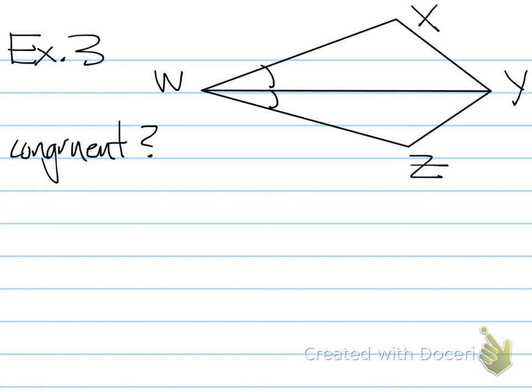All right, we want to start by marking WY congruent, since reflexive property tells us the WY is congruent to WY. And we only have one angle and a side marked in both triangles, so there's not enough information to conclude that the triangles are congruent.